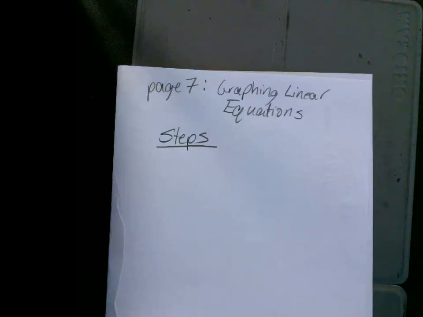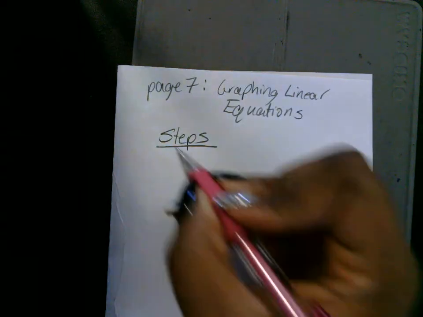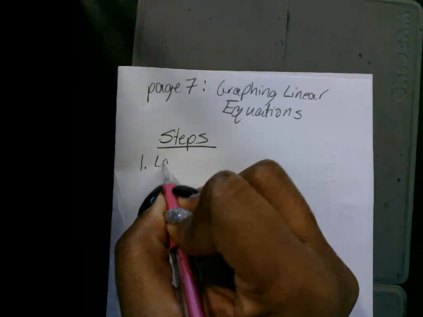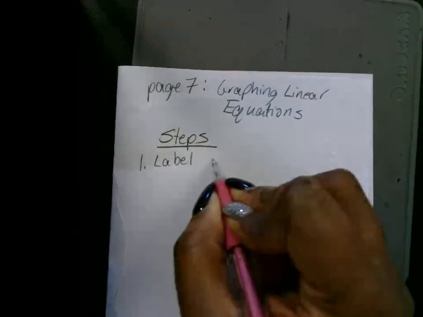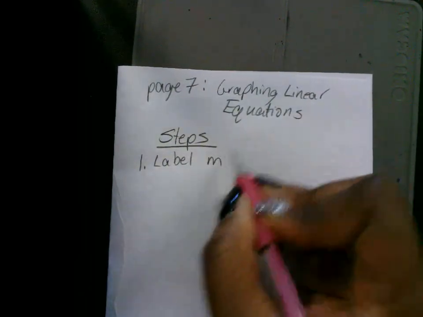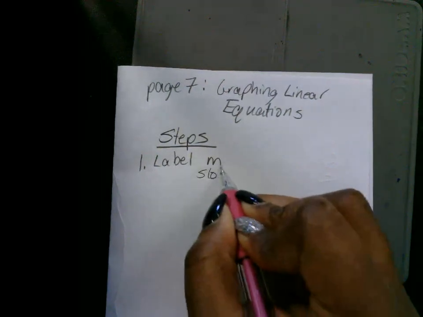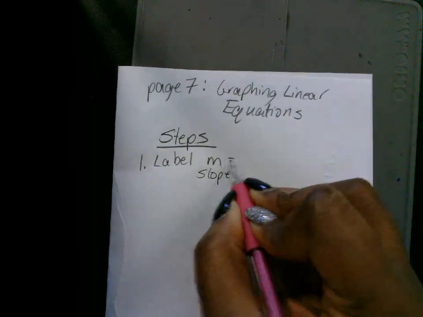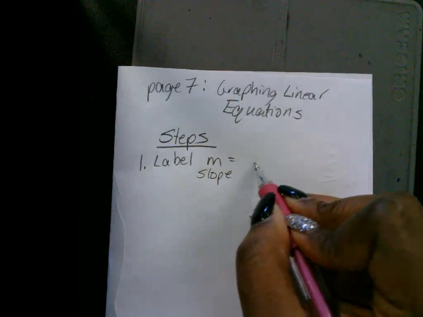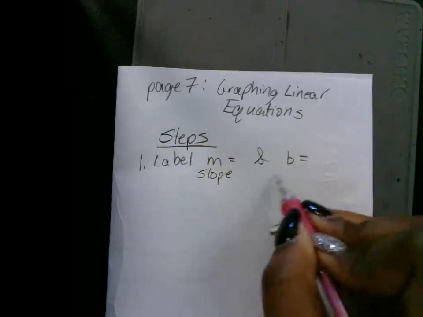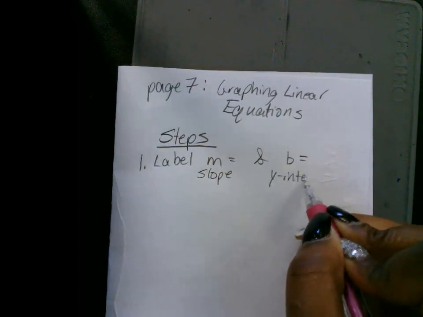I'm going to pause for the calls. All right, here we go. The very first step is to label your M and B. So step 1, label M, which is the slope. Label what M is and label what B is, which is the y-intercept.